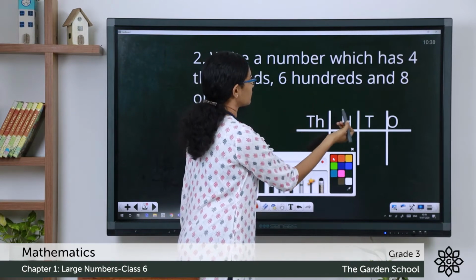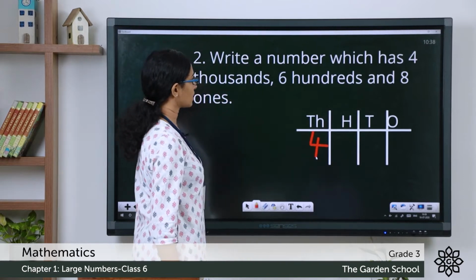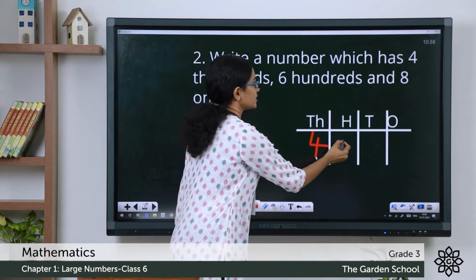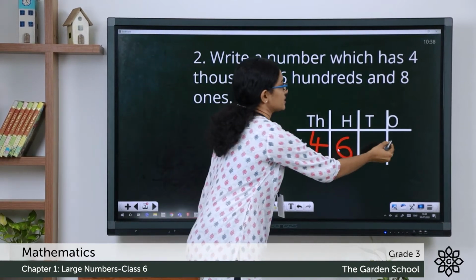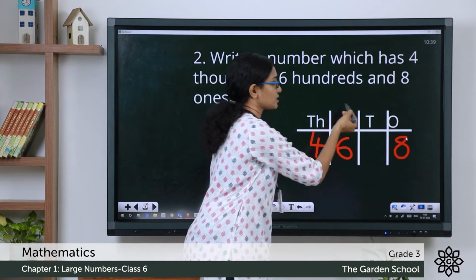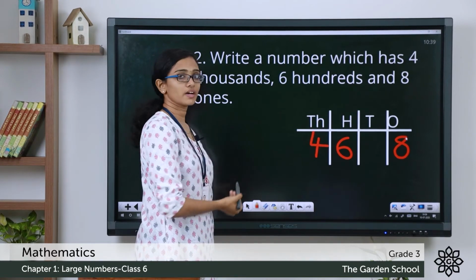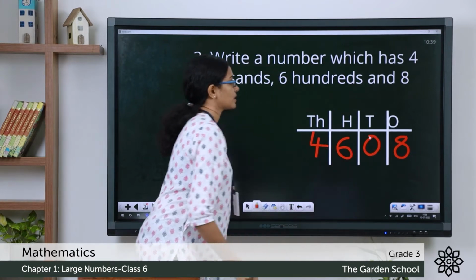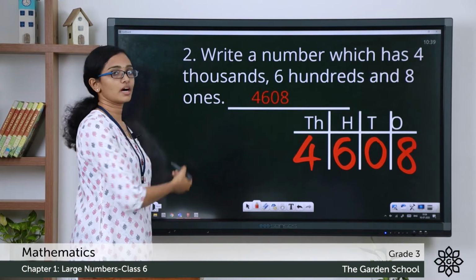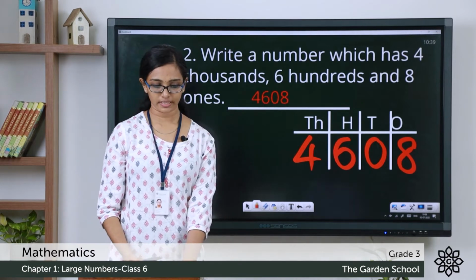So it's given 4 thousands. So 4 will come in the thousands place, 6 hundreds and 8 ones. There is no value given for the tens place. That means the place value in that case is 0. So let's put a 0 here. So the answer will be 4608.